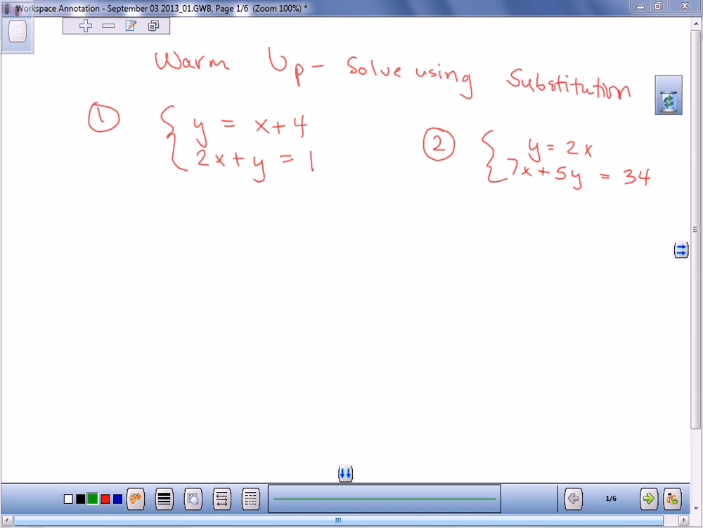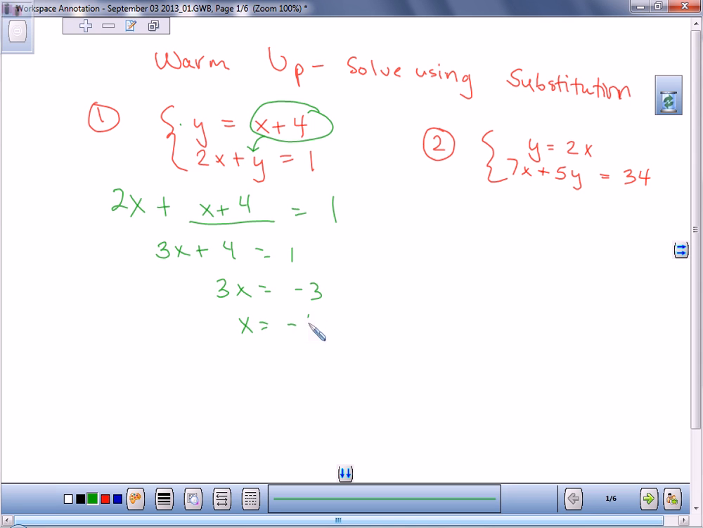These systems are easily solved using substitution. We would use substitution when one of the equations is either solved for a variable or easy to solve for a variable. If we look at this first one, it's already solved for y, so we can take what y is equal to and substitute it in where we see y. So we have 2x plus, instead of the y, we're going to substitute in x plus 4, set that equal to 1. So we get 3x plus 4 equals 1. So 3x equals negative 3. So x equals negative 1.